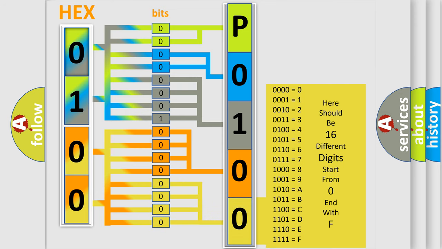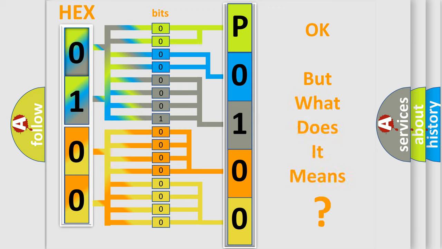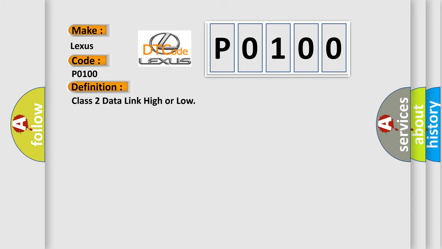We now know in what way the diagnostic tool translates the received information into a more comprehensible format. The number itself does not make sense to us if we cannot assign information to what it actually expresses. So, what does the Diagnostic Trouble Code P0100 specifically mean for Lexus? The basic definition is Class 2 data link high or low. And now this is a short description of this DTC code.